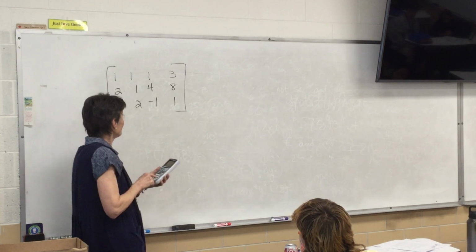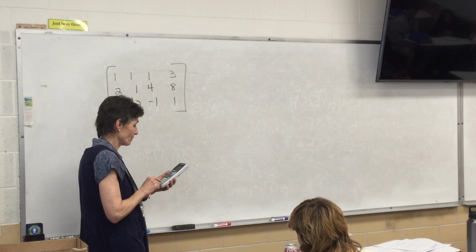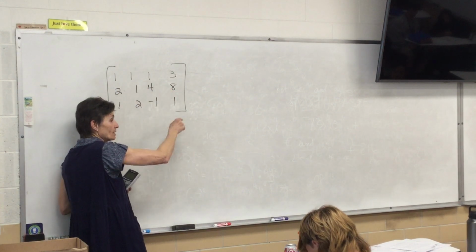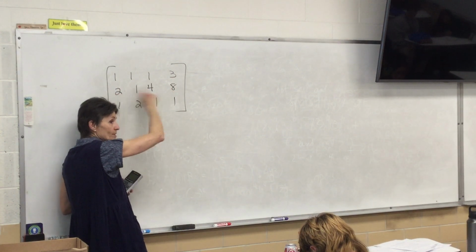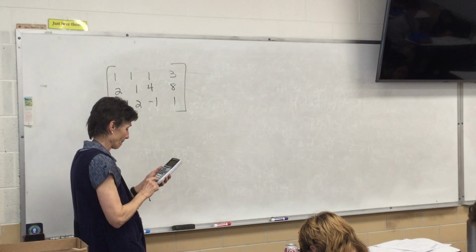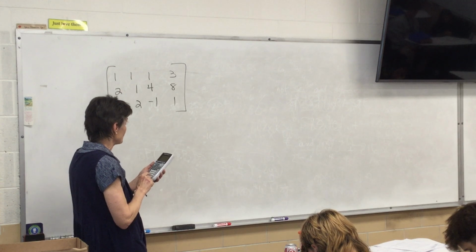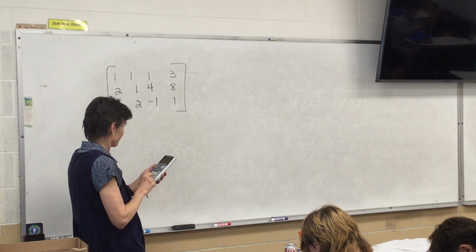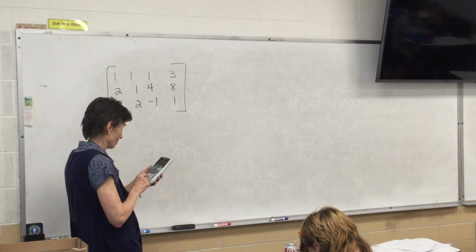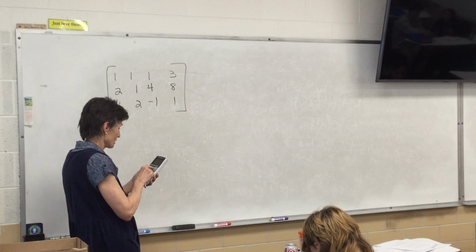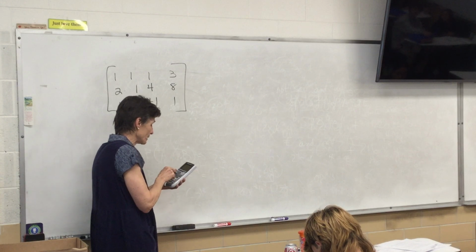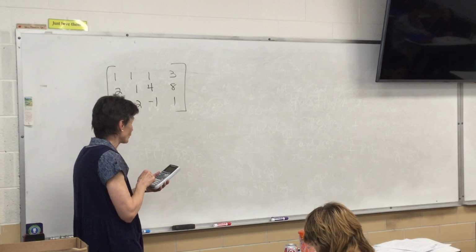How big am I putting in? 3 by 4. Remember, some of you missed this in the homework. Dimensions are rows by columns. So this is a 3 by 4. And I'll put these numbers in. I need all of you to be doing it with me. And then after you get it in, go ahead and second quit. Go back out.